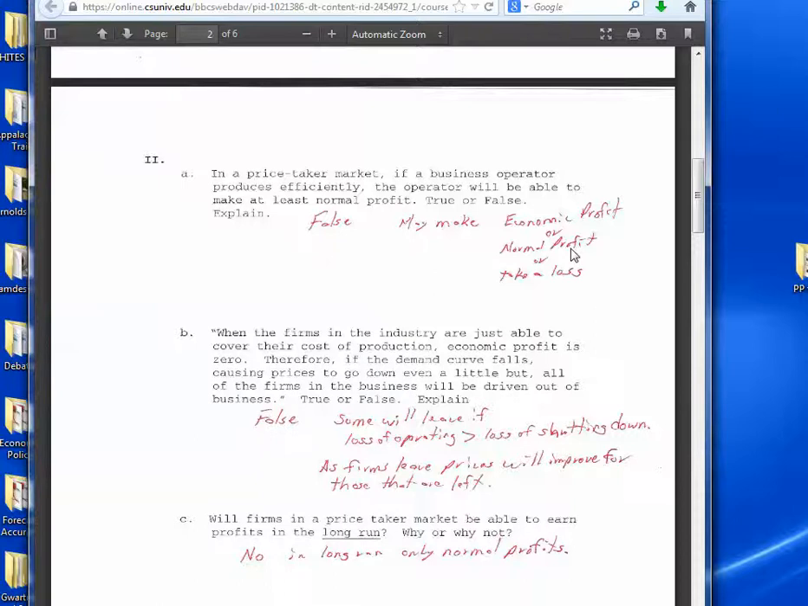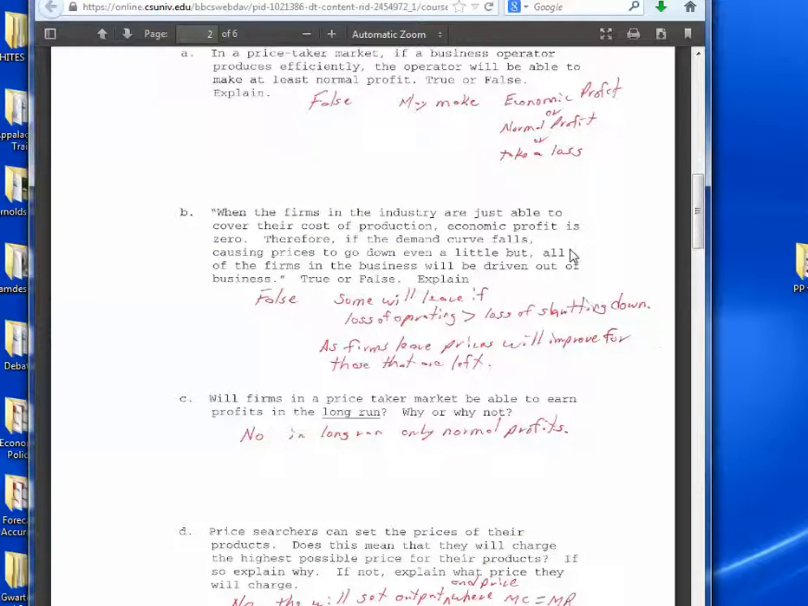Then in Roman numeral 2, in a price taker market, if a business operator produces efficiently, the operator will be able to make at least normal profit. Turns out that's false, because in a price taker market, that is under pure competition, the price goes up and down with supply and demand. So you can imagine a situation where a firm is making normal profit and is operating very efficiently, but then some bad news comes and causes the demand curve for the product to fall. Prices would fall by no fault of theirs, and they would then take a loss.